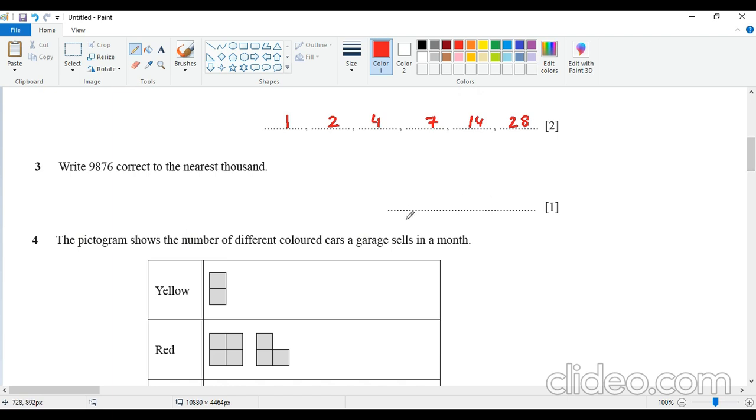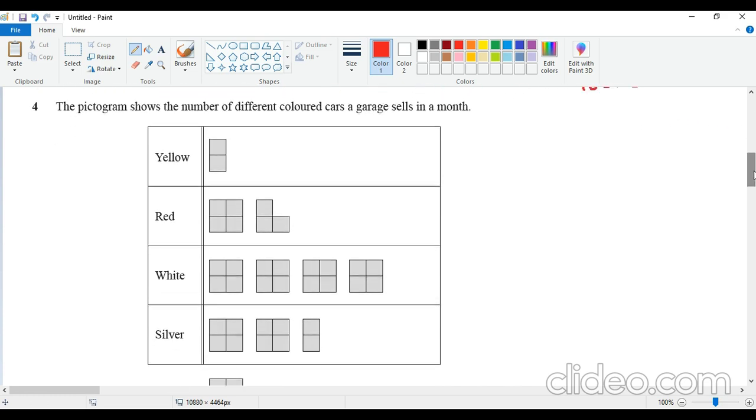Then comes write 9876, and you need to write down this correct to nearest thousand. So nearest thousand number is 8 because this is in hundreds and this is nearest to thousand. Now we look at the next number, which is 9. Since you can see this 8 is more than 5, so we make next number as extra. So that means 9 is going to become 10 and 000 is going to be your answer. That means 10,000 is your correct answer to get full marks.